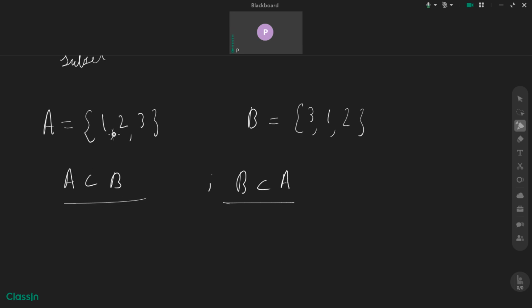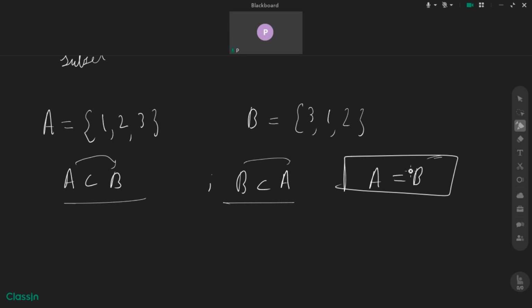In that case, A has elements 1, 2, 3 and B has the same 1, 2, 3. So if A is a subset of B and B is also a subset of A, then A will always be equal to B. So there's a relation between these two sets: if A is a subset of B and B is a subset of A, then these two sets will be equal. So this was about subsets.